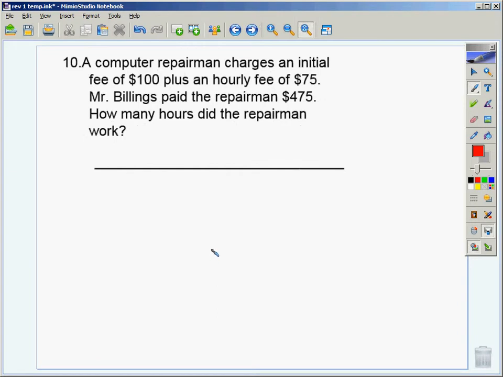When you get to a problem like this tomorrow, it is going to say, write and solve an equation. In this particular problem, it didn't necessarily ask me to write it, but it's easier to write and solve it than to do it any other way. A computer repairman charges an initial fee of $100, an hourly fee of $75. Says Mr. Billings paid the repairman $475. That would be my equation.